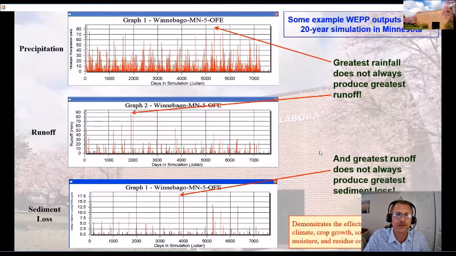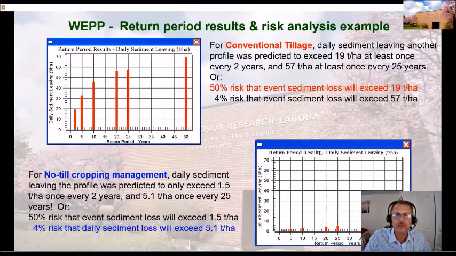So this demonstrates the effects of the interactions of climate, crop growth, soil disturbance, soil moisture levels, and residue cover amounts that are really going to impact what's happening in terms of the runoff generation and the sediment loss that occurs from storm events.